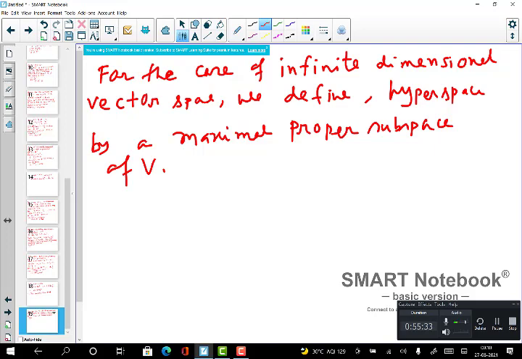Okay, and now maybe I'm giving homework that in this case also you can prove that every hyperspace is actually the null space of some linear functional, and vice versa. If you start with some linear functional on an infinite dimensional vector space, then the null space is also a hyperspace. That is obvious, and the converse is also true. So you can think of this problem as homework. You can do it. Okay, maybe I will stop here for today's lecture.